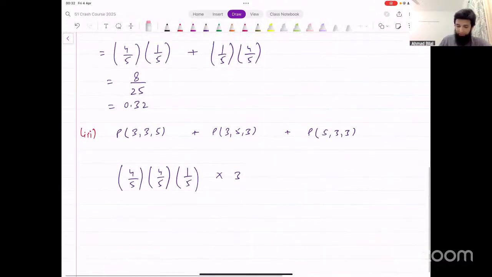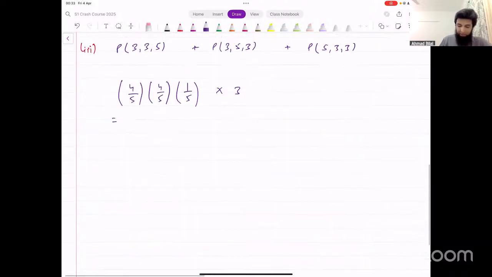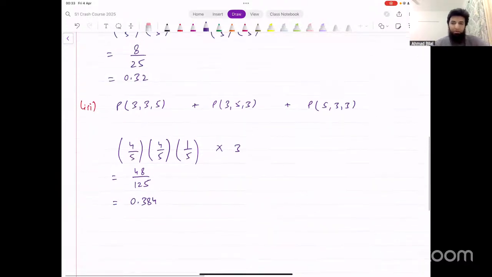What's this number? 16 over 125 times 3, that's 48 over 125, which simplifies to 0.384. That's the probability in the last case.